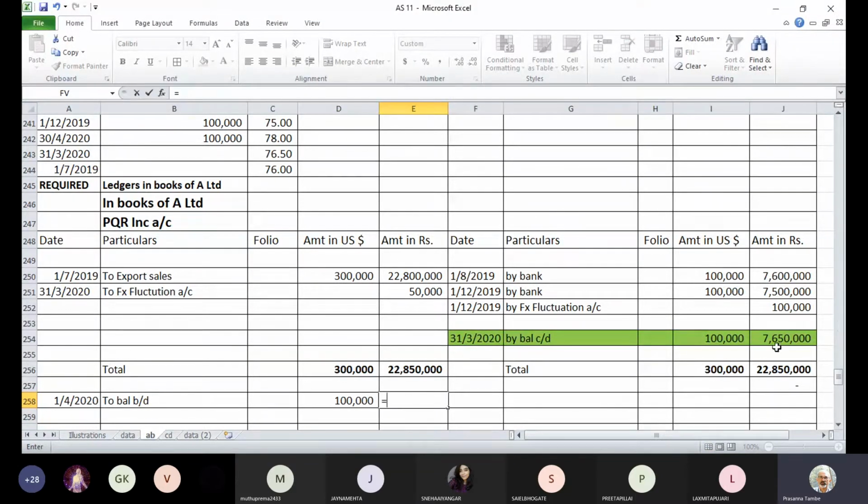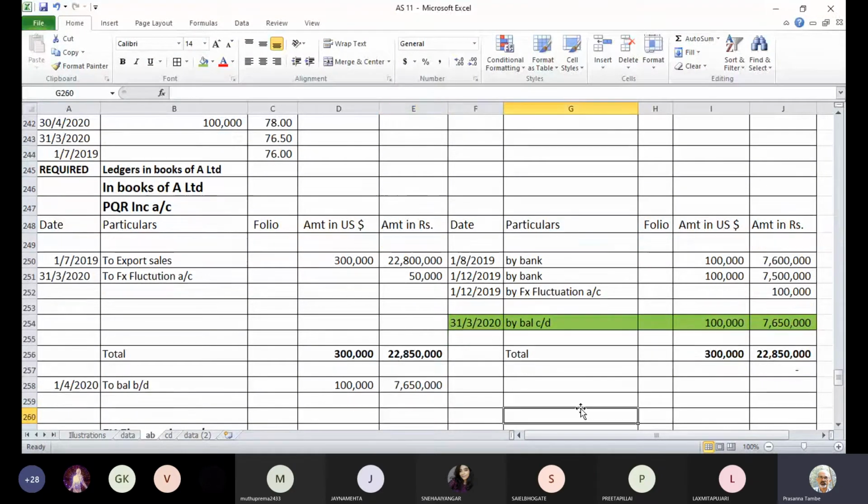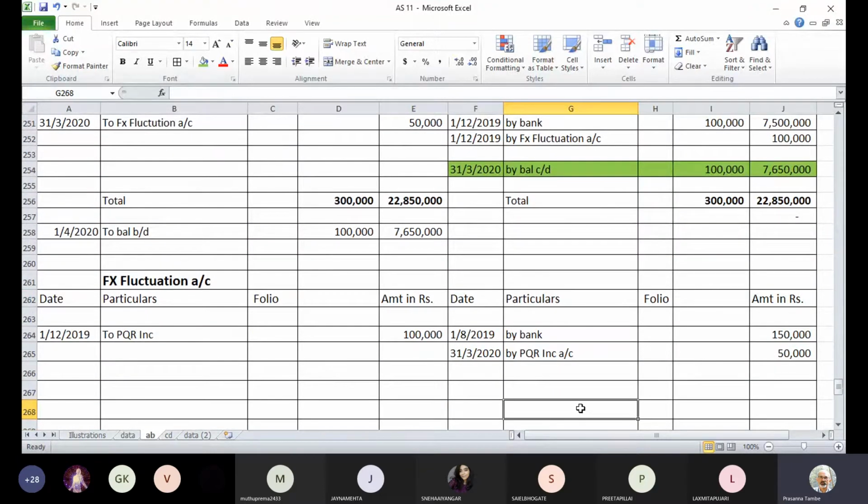Corresponding INR value is 76,50,000. So your PQR Incorporated account is closed on 31st March 2020 and the balance gets carried forward to the next year. Now coming to the foreign exchange fluctuation account, this is a nominal account. And this being the nominal account, whatever is the balance in this account will represent either gain or loss, and that gain or loss will be transferred to profit and loss account.